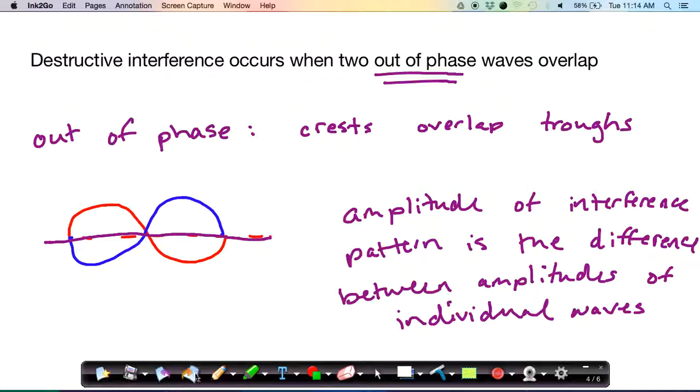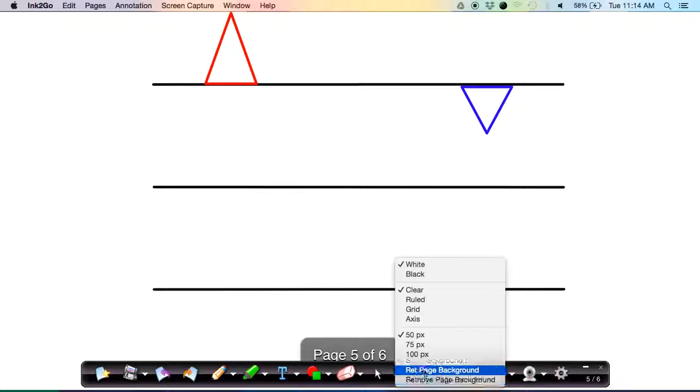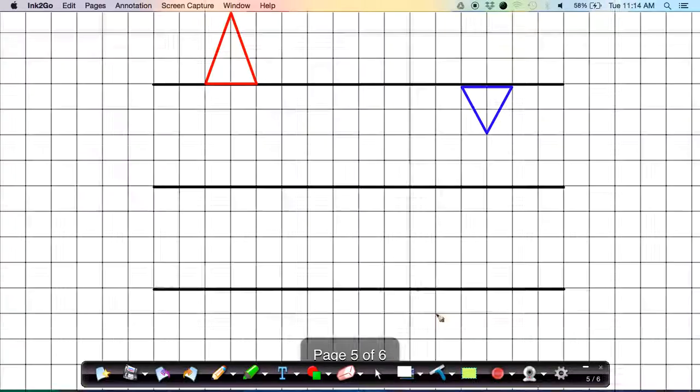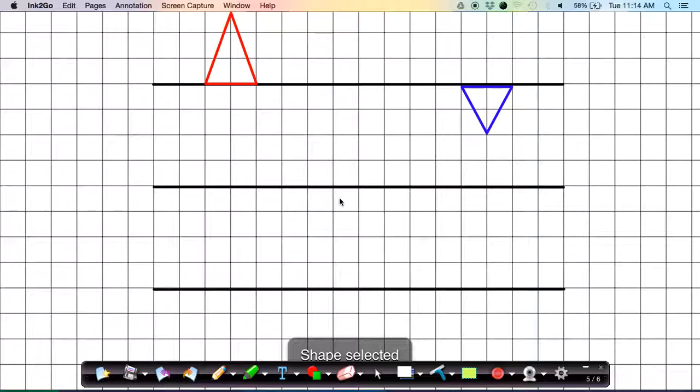But once again, let's take a look at a little more detailed example here. Get a grid back. All right, so this time we have two wave pulses that are out of phase. One of them has a positive amplitude, that's a wave crest. The other has a negative amplitude, that's a wave trough. Once again, let's say that they're moving at the same speed. So they're going to meet here in the middle.